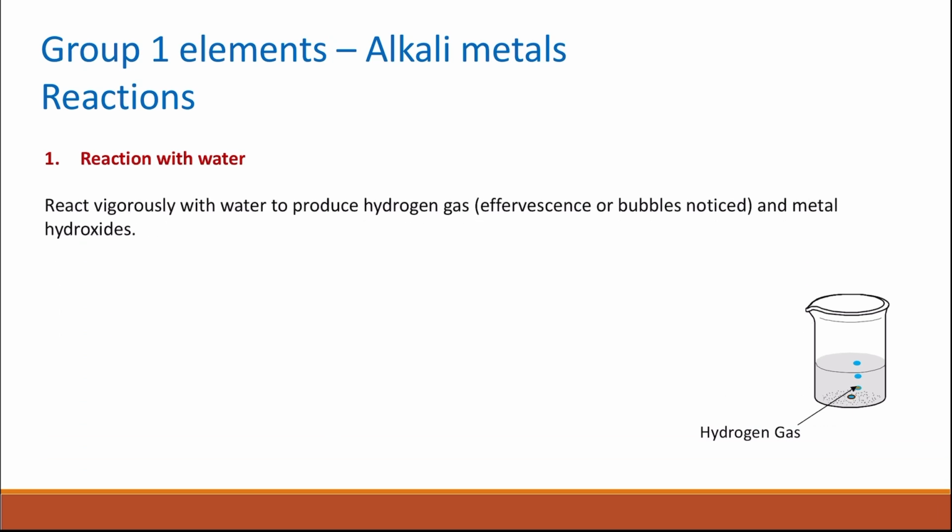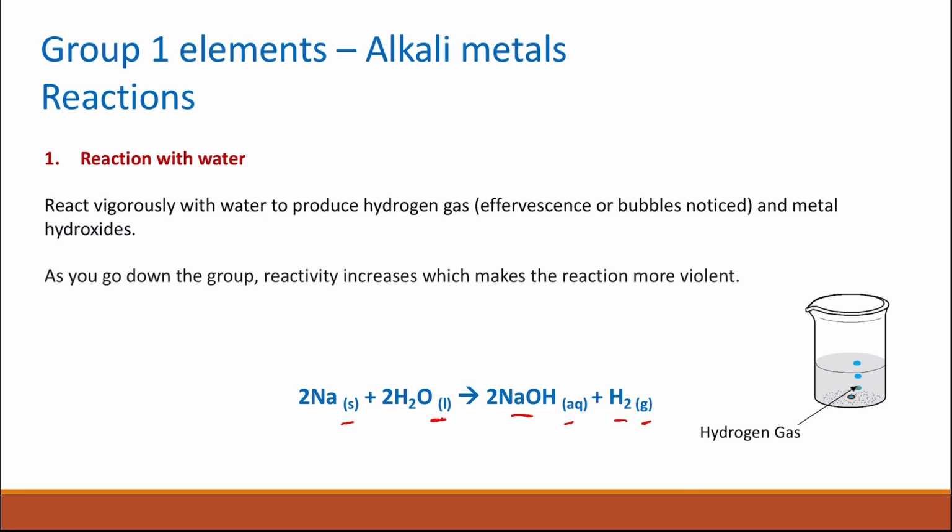They react vigorously with water to produce hydrogen gas, so we can see effervescence or bubbles, and will give metal hydroxides. The metal hydroxides are alkaline, so they will give an alkaline solution. This is why they are called alkali metals. An example of that is the reaction between sodium and water, which will give you sodium hydroxide aqueous and hydrogen as a gas. Don't forget that sodium will be solid and water will be liquid here.